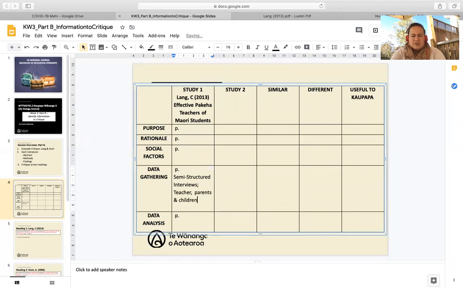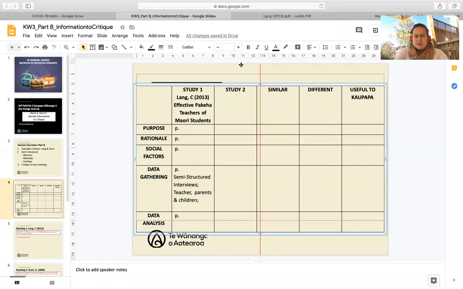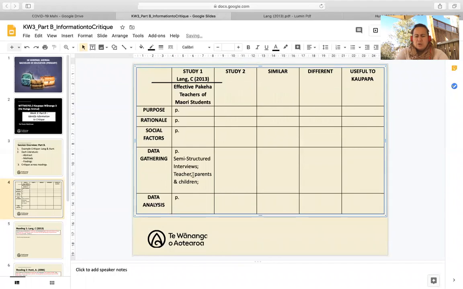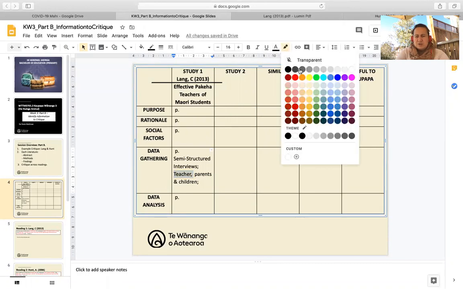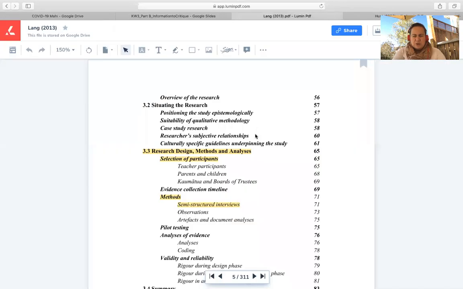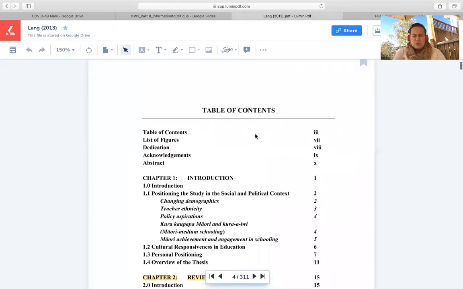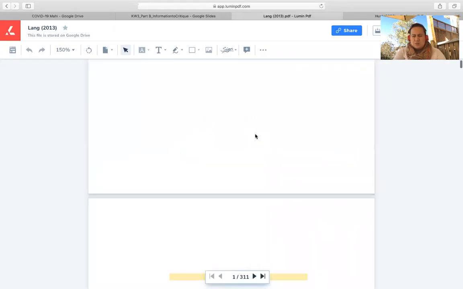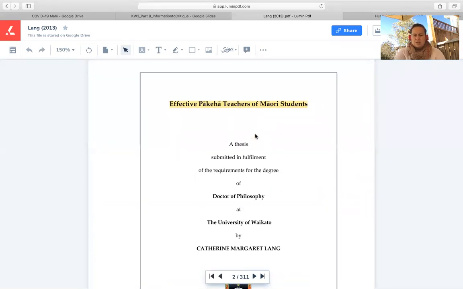Now again, it's just sort of like being clear who you want to use as participants. So again, for her, for the tauira who did this, she was more interested in the teacher, you know, so what can teachers do? So if we just highlight that, then that's a section of this whole document, because this is her thesis for her doctorate. Okay, so this woman's doctorate, so it's going to be huge.